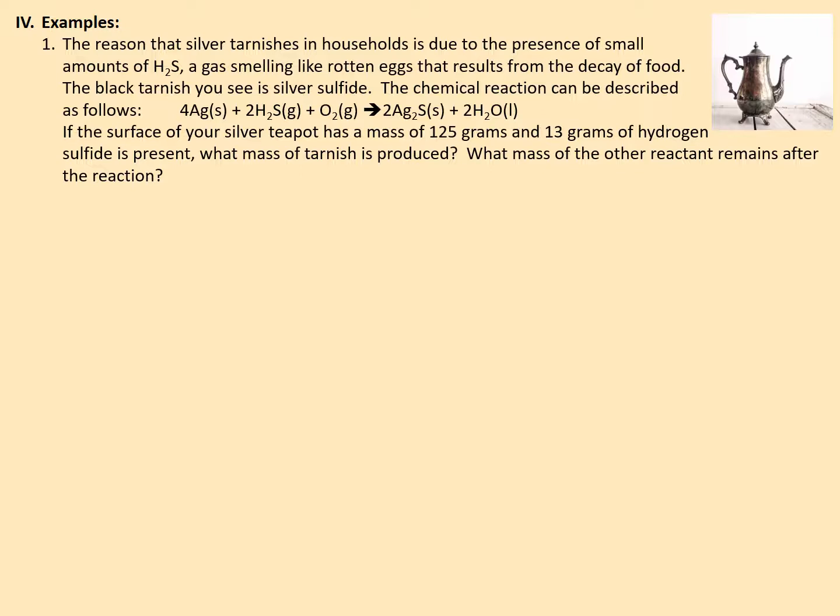If the surface of your silver teapot has a mass of 125 grams and 13 grams of hydrogen sulfide is present, what mass of tarnish is produced? What mass of the other reactant remains after the reaction? So here is a typical stoichiometry problem involving limiting reactants, where we're given certain masses of each of those reactants, and we need to figure out which of those reactants is going to be the limiting reactant and is going to limit how much silver sulfide can be produced.